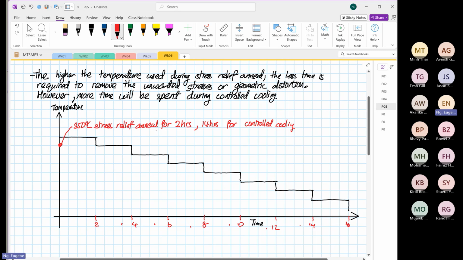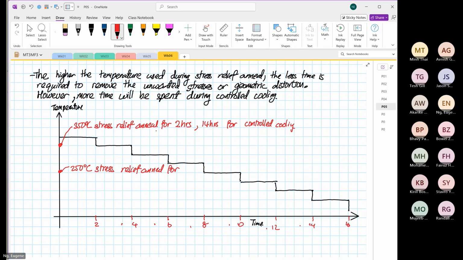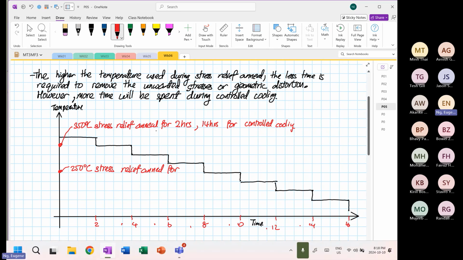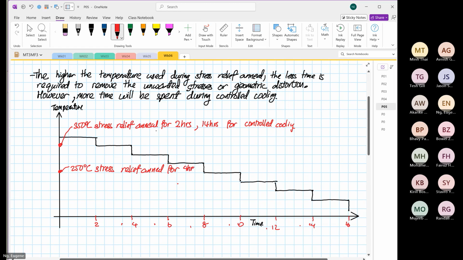However, if you do stress relief anneal at 250 degrees C, because you use a lower temperature, you need what? Longer time, right? So for example, this takes 4 hours. However, the cooling becomes what? 2, 4, 6, 8. 8 hours of what?